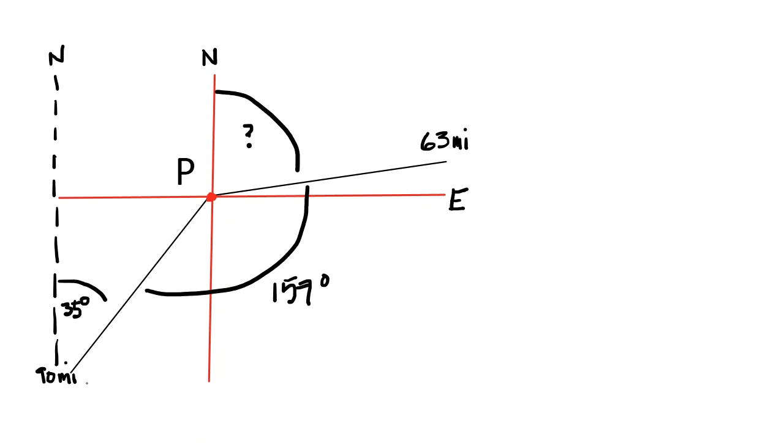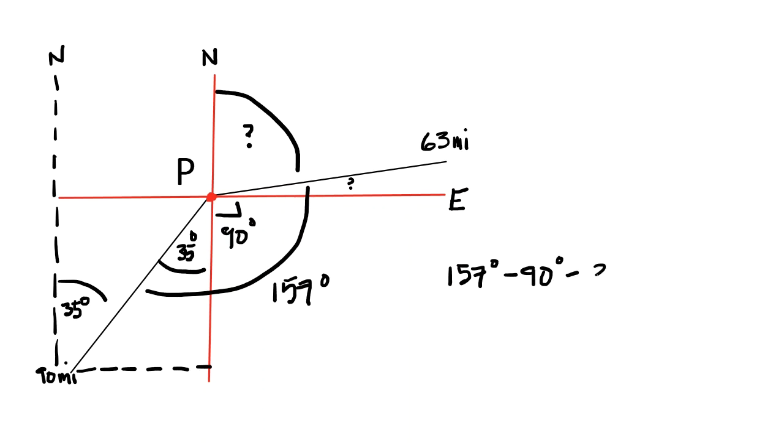And you might notice that if I put in the east-west line here, I'm going to end up with similar triangles. This angle here is 35 degrees as well by similar triangles. And this angle here, of course, is 90 degrees. So now I'm going to be able to find this angle because I know this is 157 degrees total. I just calculated that. Minus 90 degrees, minus 35 degrees. And that's going to give me 32 degrees.